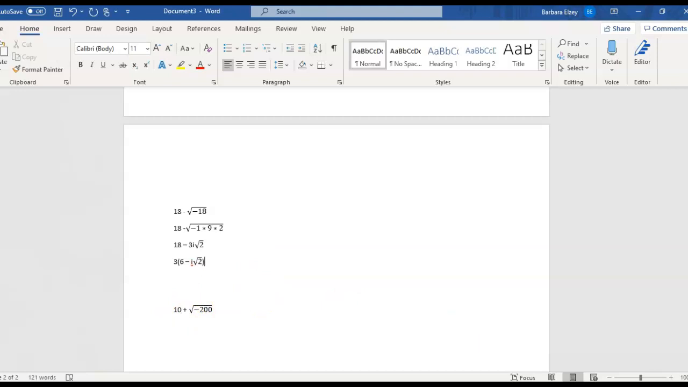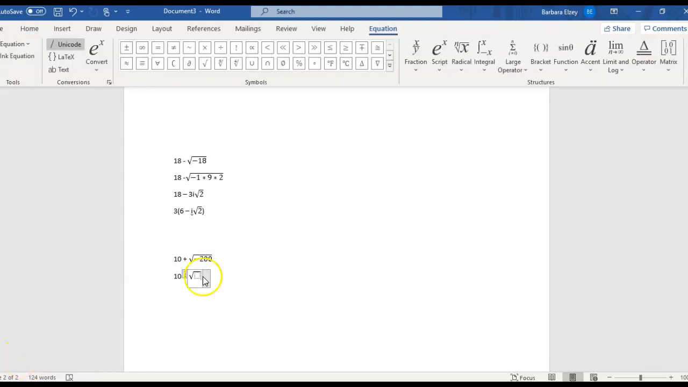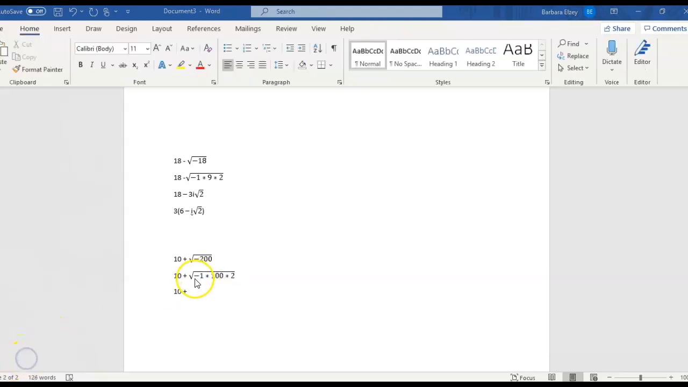All right, now let's do this to the last one. Again, let's break down the square root of negative 200 first. So I'll have negative 1 times 100 times 2. We know the square root of negative 1 is i. We know the square root of 100 is 10. So we have 10i, and then the square root of 2 will stay underneath.